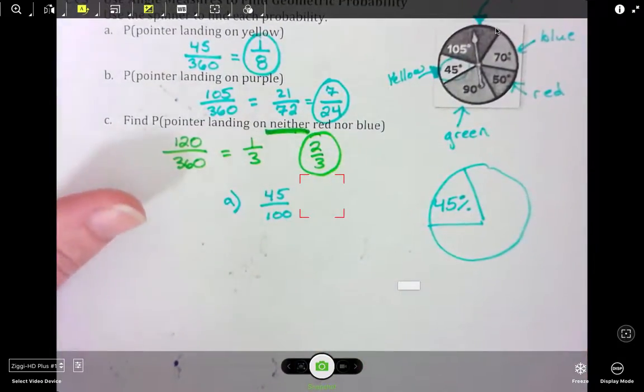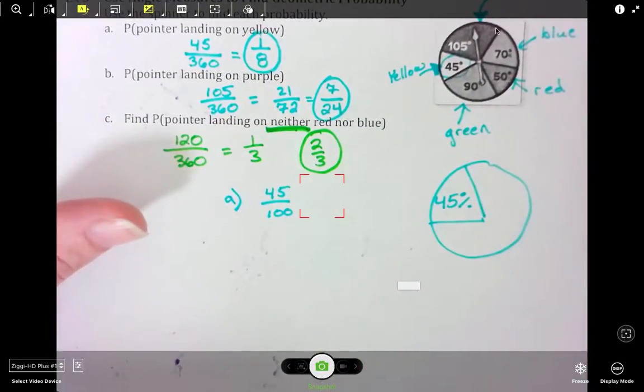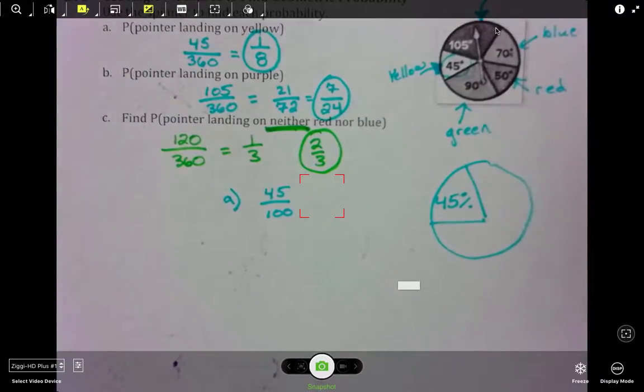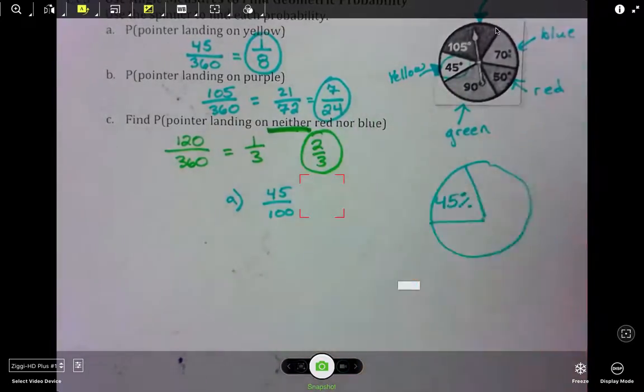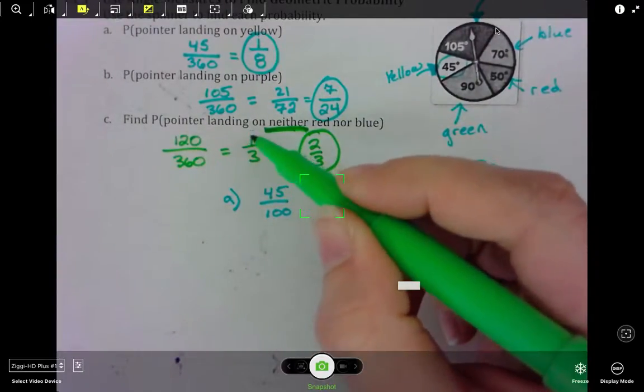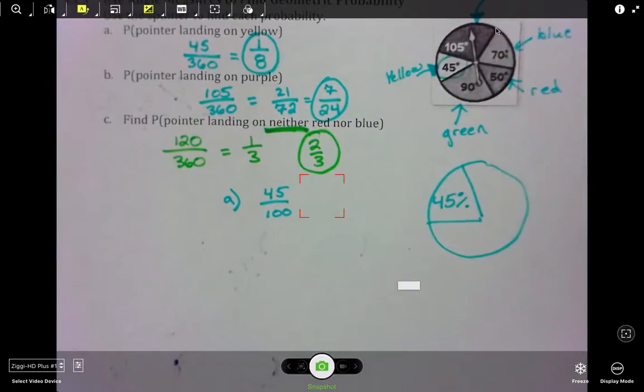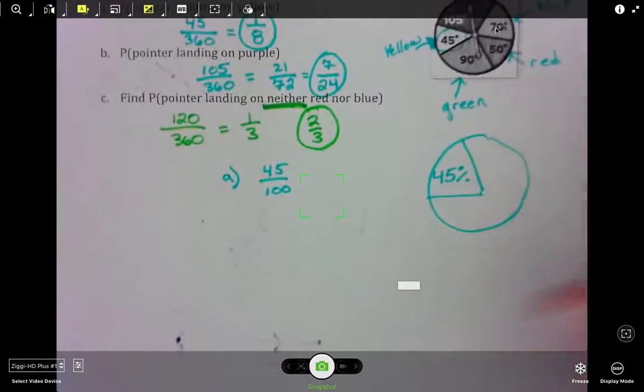You might know that as the complement, or you should know that that's called the complement. Whenever it says not or neither or anything of the negative nature, do the opposite and then subtract that. So subtracting 1/3 gives me 2/3. And that's basically it.